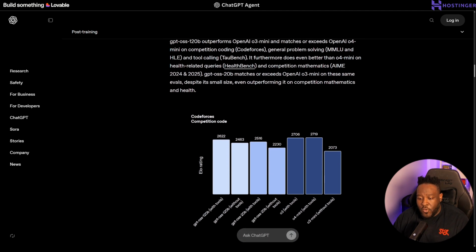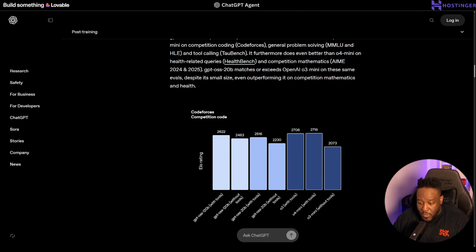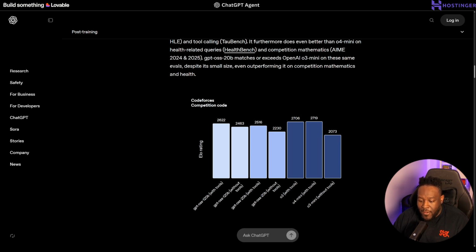But again, let's go down and see what these benchmarks look like. So now we have here the benchmarks. We have 2622 for the 120B with tools. And then we have the o3 with tools at 2706. That is not a big difference, guys. It's not a big difference. So this is perfect. And of course, we look at the o4-mini with tools against this, 2719 versus 2622.